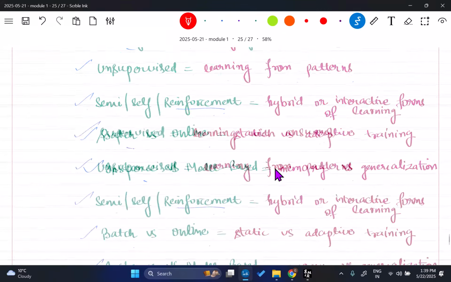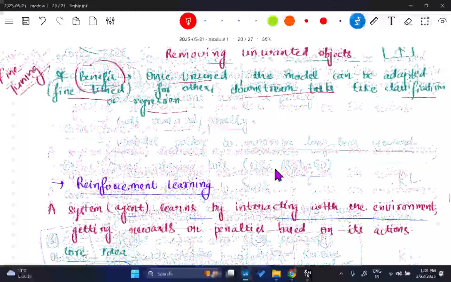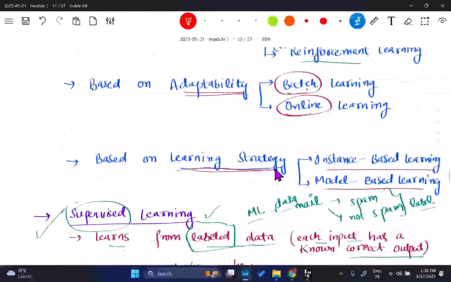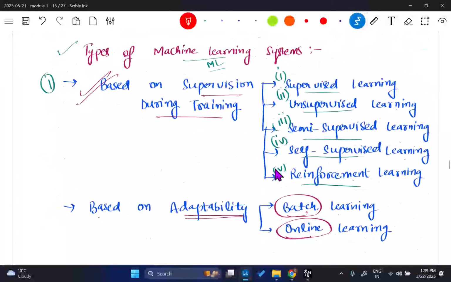So we have discussed all the categories of ML systems. I hope I have made all my points clear. Further knowledge will be improved when we discuss all this in more detail in the coming lectures. So I hope I have made all the things clear.